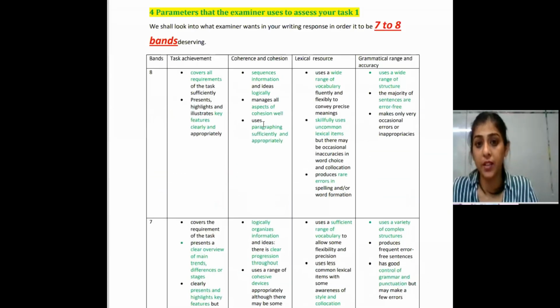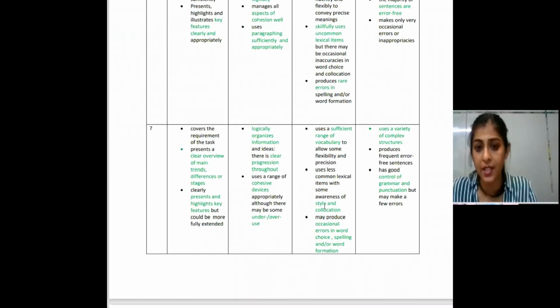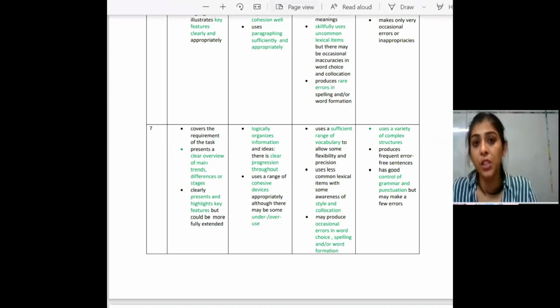Now the next point, after a wide range of vocabulary, is about skillfully using uncommon lexical items, as I told you. Next is that there are rare errors in spelling. Now for band 7, what else is here? Style and collocation. You need to be aware that you should write in a proper formal style, because your report is to be read by a university lecturer, for example. Then you need to write it well.